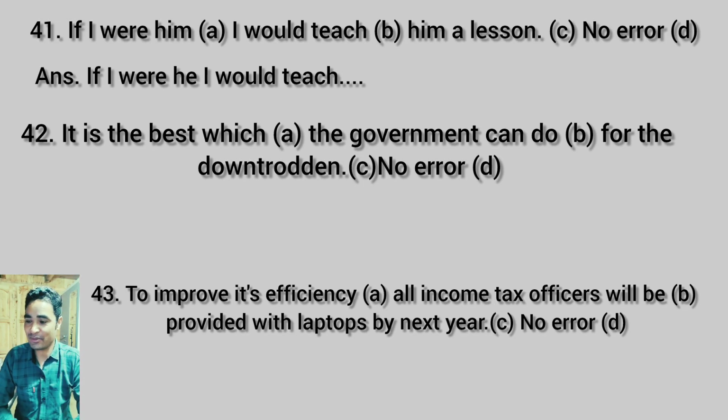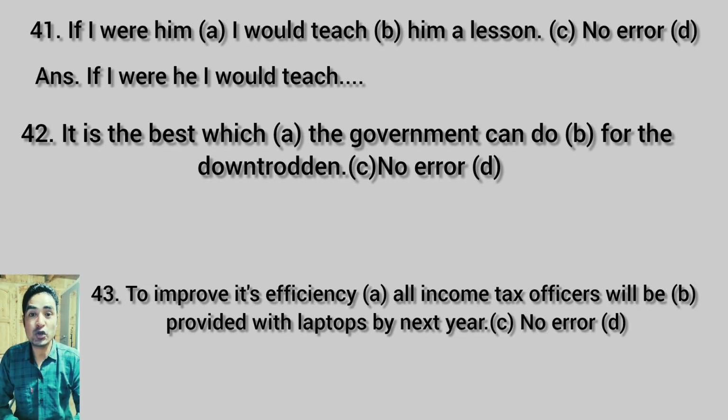Next question, question number 42. It was the best which the government can do for the downtrodden. What is the error in this sentence? As you know, when the antecedent is used with a superlative degree, we use "that," not "which." "That" is also used when these words are antecedents: all, the only, the same, the few, the little, none, everything, nothing, something, etc.